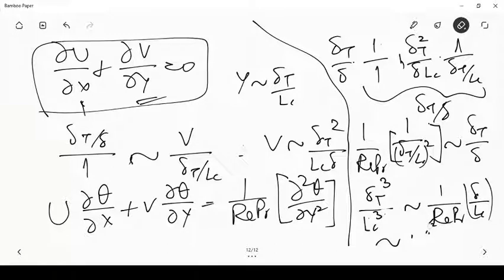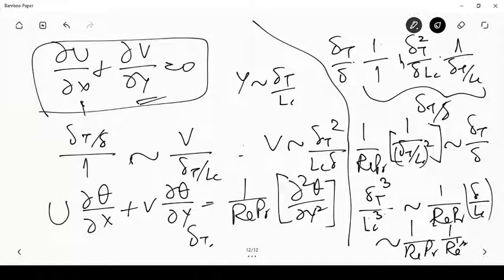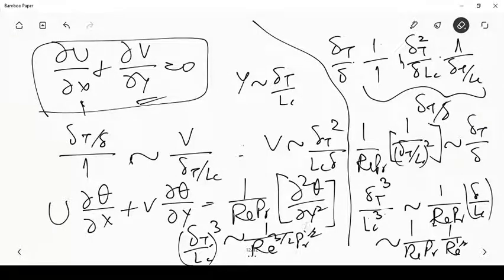Okay, let me just write this 1 over RePr and 1 over Re to the power of half. So what do you get there? This is therefore delta t by LC the whole cube is of the order of 1 over Re to the power of 3 by 2, Pr to the power of half. No, not Pr to the power of half, it's Pr. Right? Re to the power of 3 by 2 Pr.